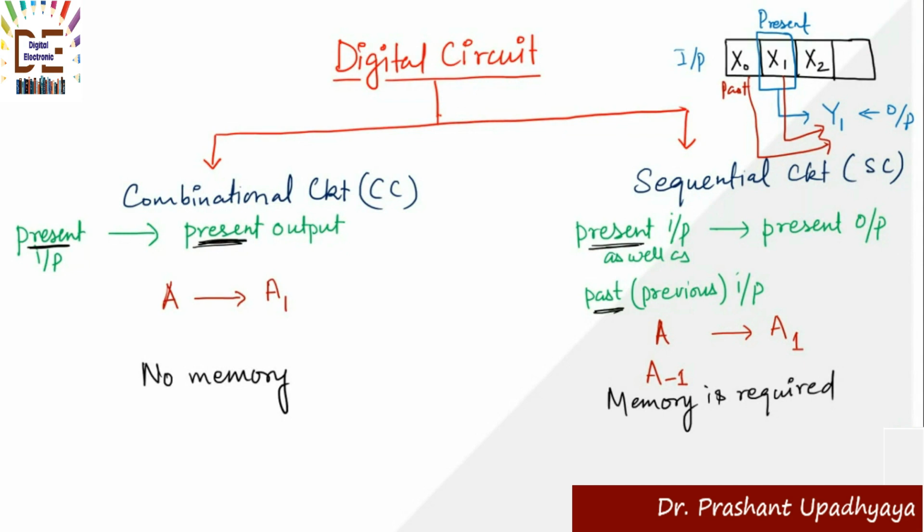So similarly, when we are talking about no memory required and memory required, whenever we are saying memory is required, we are saying that the present output depends on the present as well as it can depend upon the previous. So the output which we are getting can depend on the present as well as on the past value. So there must be some feedback coming into the picture, like this. In a combinational circuit, no feedback is there, and in a sequential circuit, feedback is present.